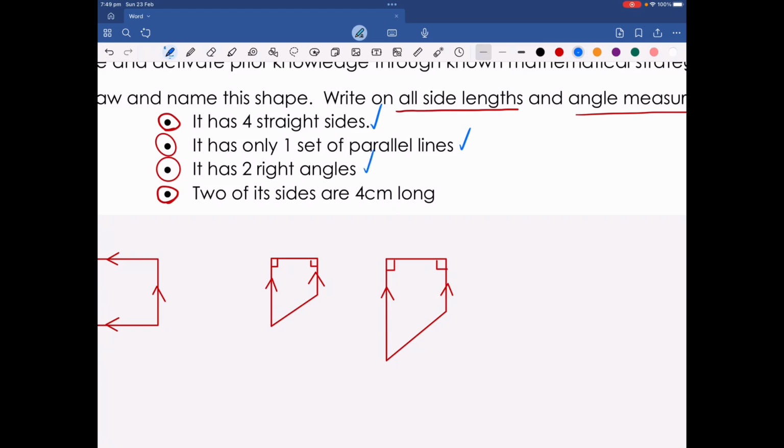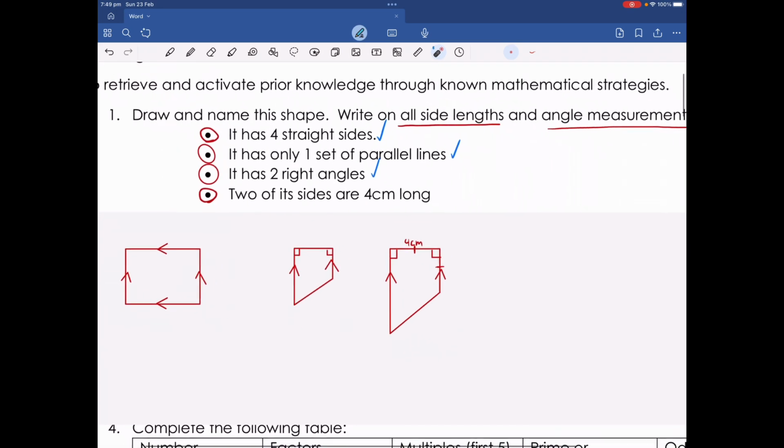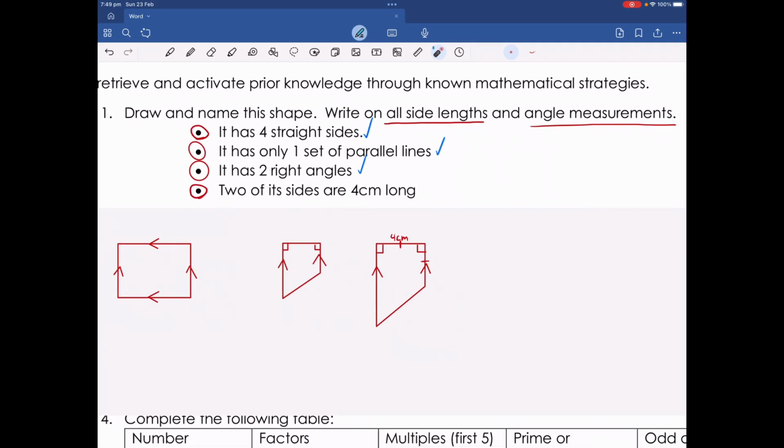And if we call this 4 centimeters and put a hash mark there, a tick mark, we could also do that for this side. So those 2 sides. By putting a tick mark just here, whatever I've labeled this as, it would also mean that this, where this tick mark is, would also be 4 centimeters long. So here we have it. So it says, draw and name the shape. So what would this shape be?